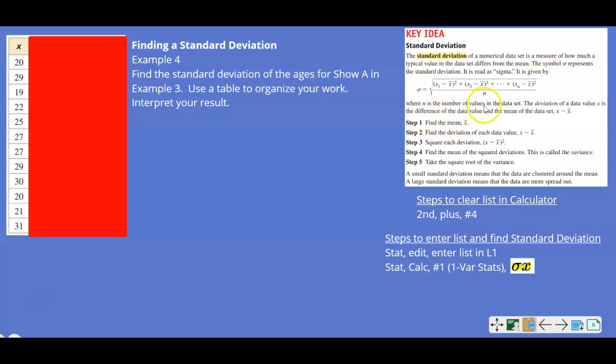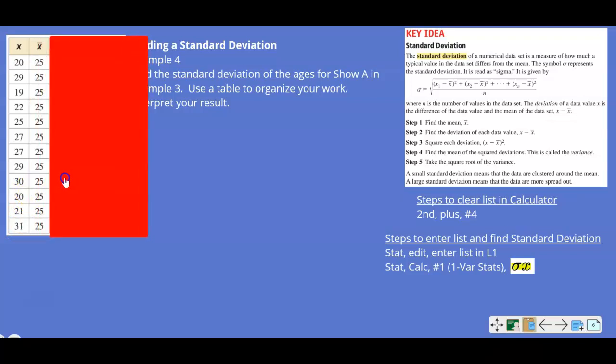Where n is the number of values in the data set, the deviation of the data value x is the difference of the data value and the mean of the data set. So x minus x bar, remember x bar represents your average. It says first find the mean. So you take all of these numbers, add them up, and divide by 1, 2, 3, 4, 5, 6, 7, 8, 9, 10, 11, 12. You're going to get the mean is 25.